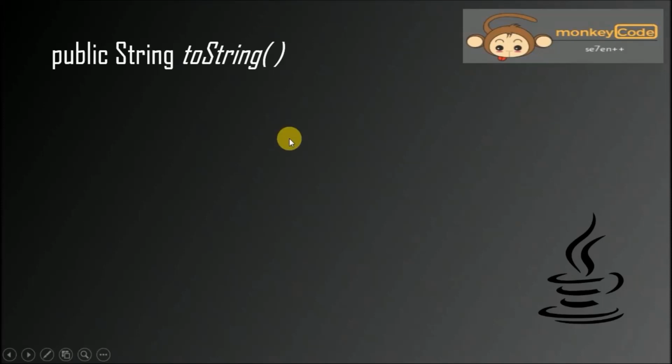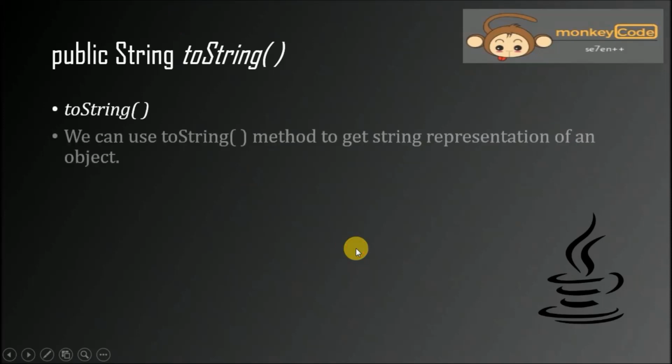So here we have to change something to string, and we're going to return that as a string. We can use the toString method to give a string representation of an object. We can use this method to get a meaningful thing from the object. So why am I saying meaningful thing? Let me show you something.